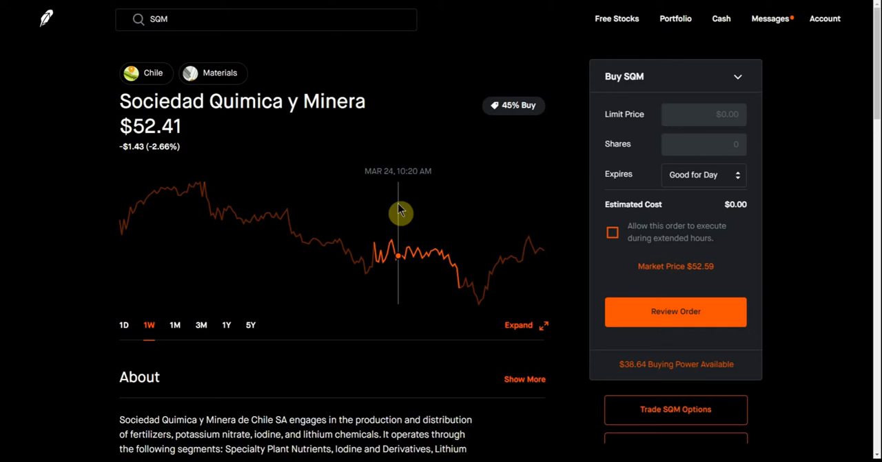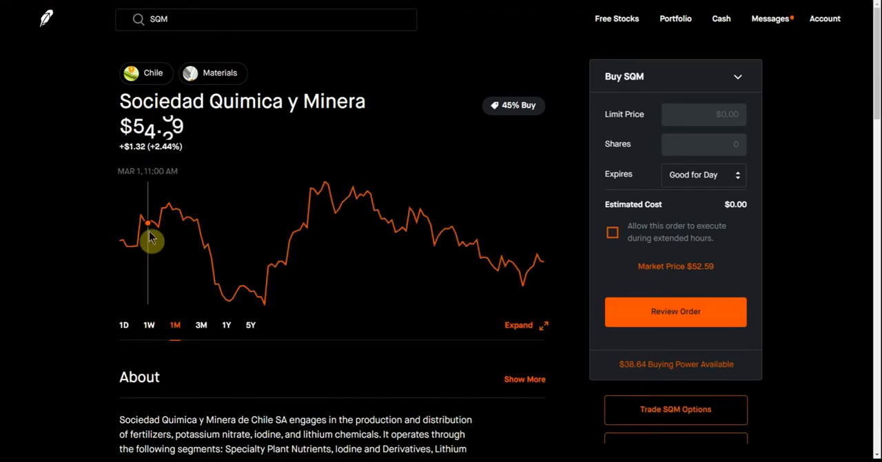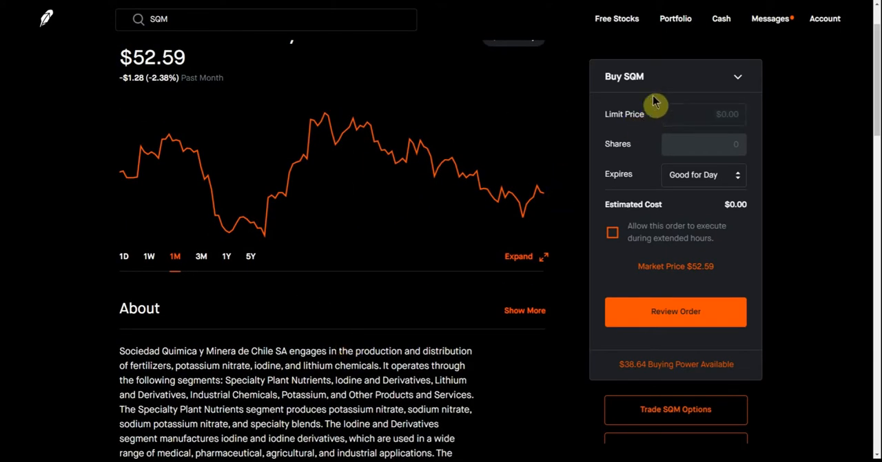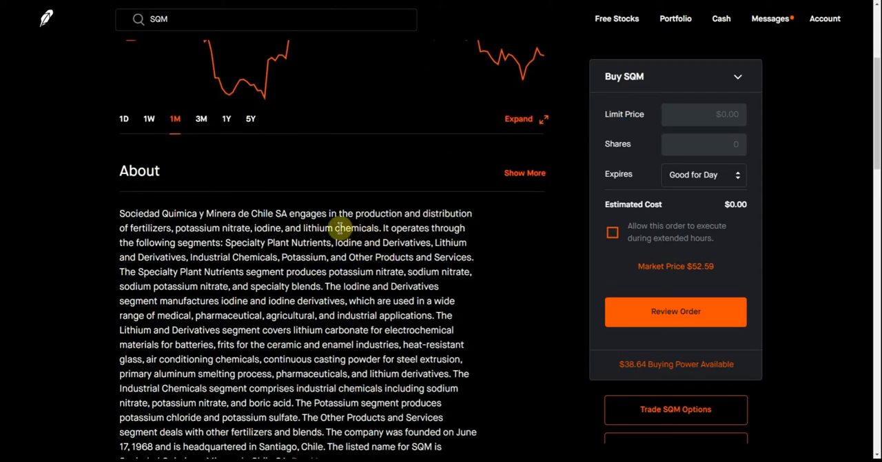I have another one here, another lithium play, Chemical and Mining Company of Chile. And you can kind of see what this one's done here over the last month. Just been kind of up and down, back up and then back down. This one is under the ticker SQM.